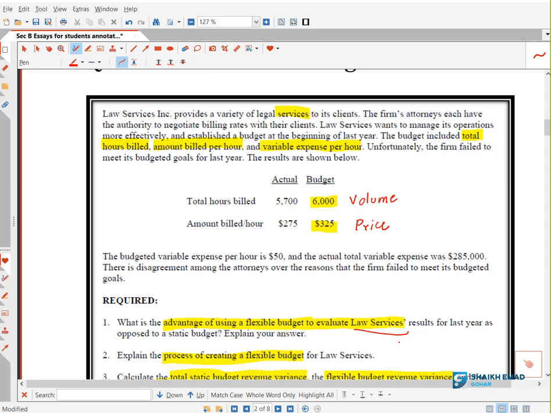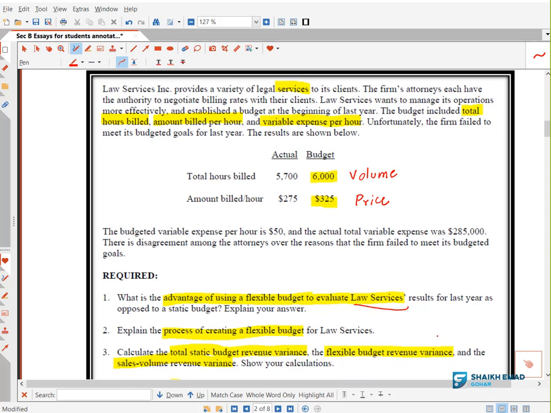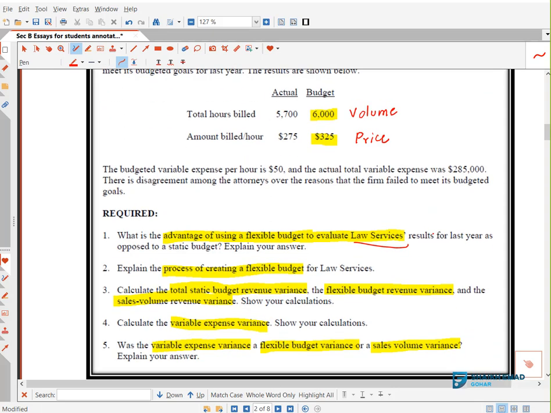Anyways, they are saying explain the process. We don't know the process, right? So we will create the flexible budget. You know very well in the exam how to create the flexible budget. This is the exam technique I told you, better you create the flexible budget, because when you create it, you can easily answer these two questions. This one and this one.